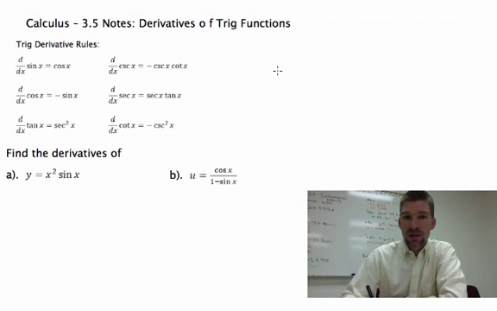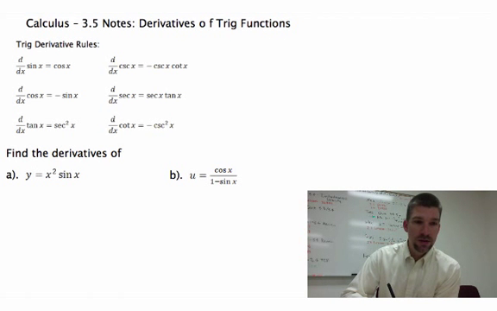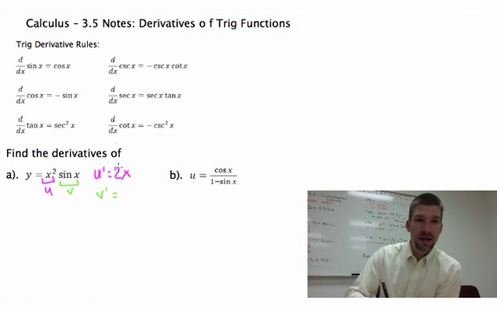So how can we use these things? Well, let's work out a couple of examples. First off, we've got x squared times sine x. This is a classic product rule problem. And so we need to look at this as a u and a v. So I need the derivative of u, which is 2x, and I need the derivative of v. The derivative of sine x, I just look up here, is cosine x.